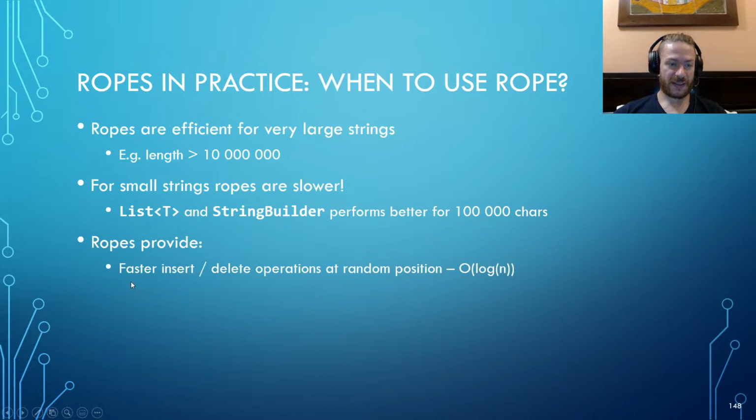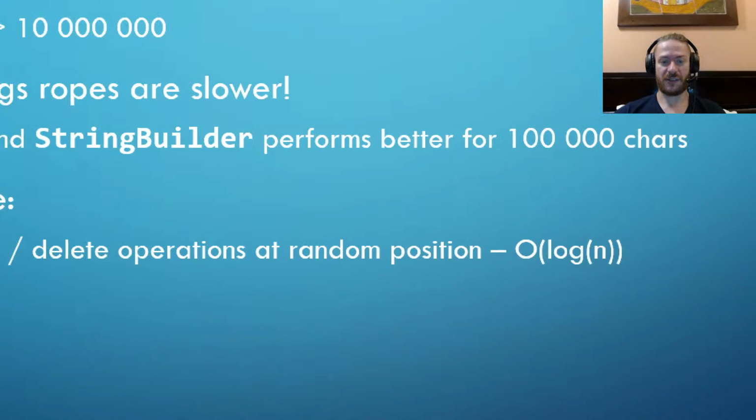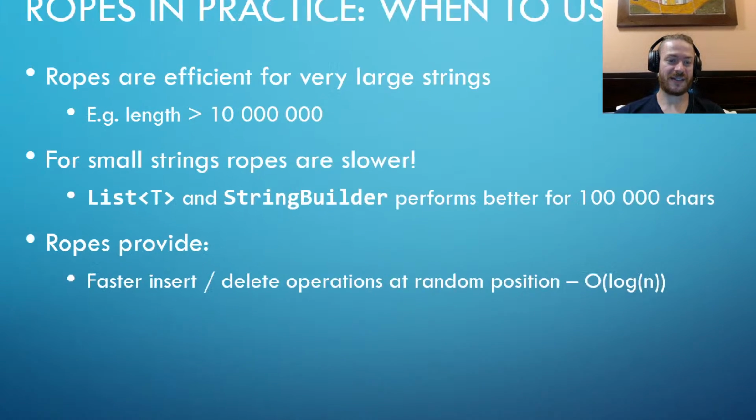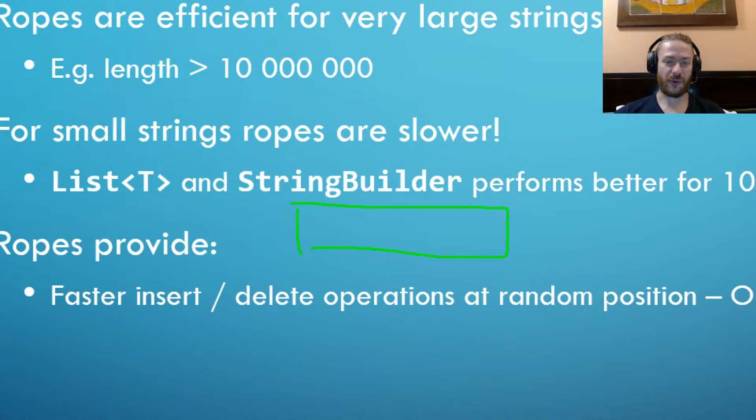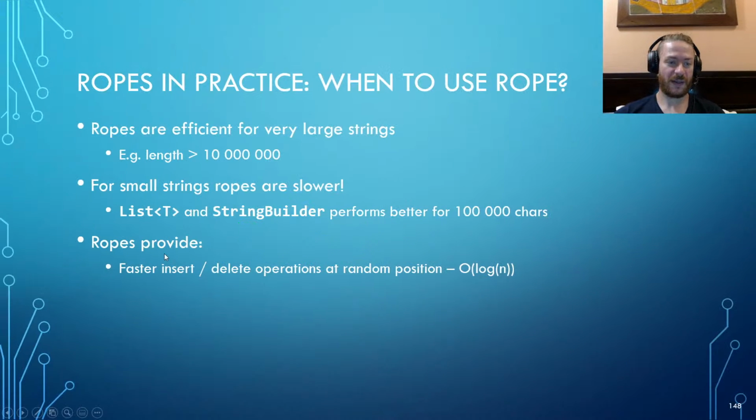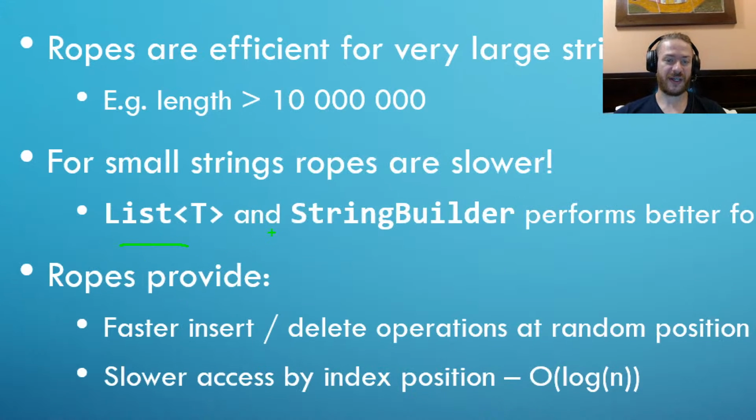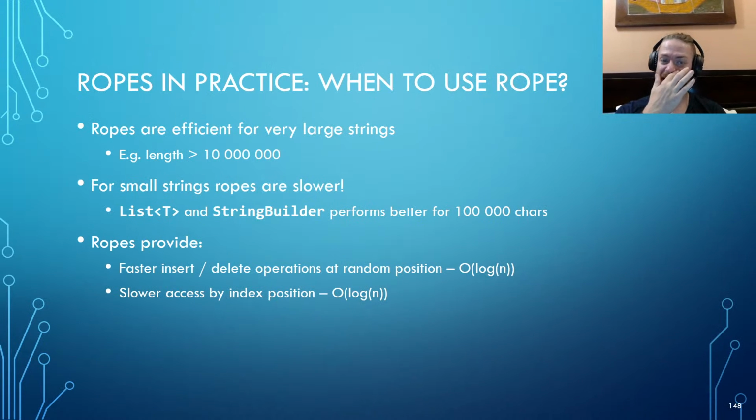The rope has faster insert and delete operations at random position, because with string builders and lists, you know how a list operates. If we need to insert something here, we need to move this part of the list one step to the right. And with the ropes, that's not the case. But ropes have slower access by index position, because lists and string builders have super fast access.